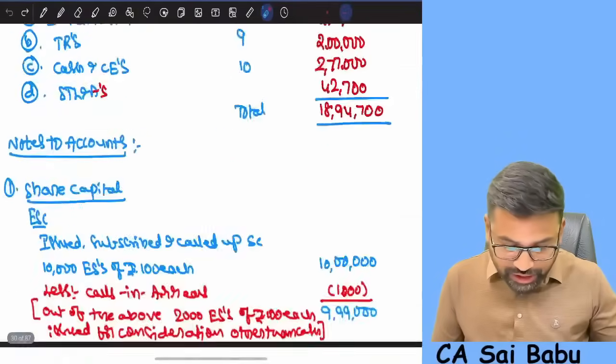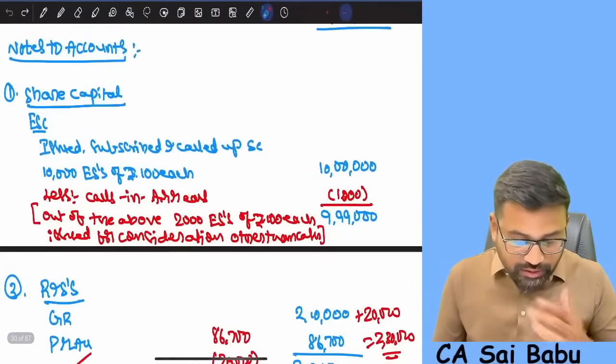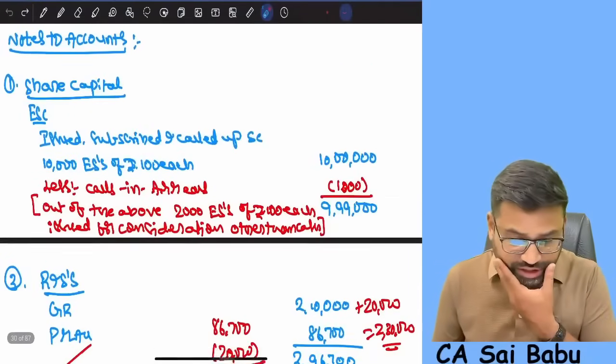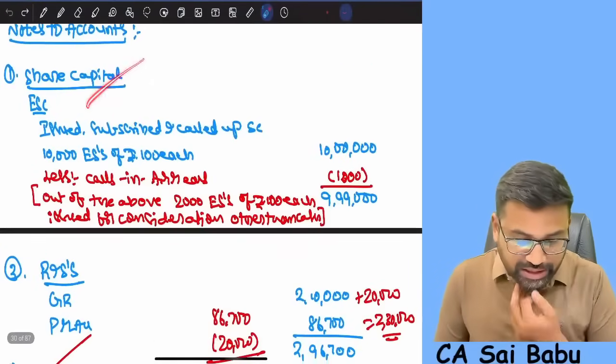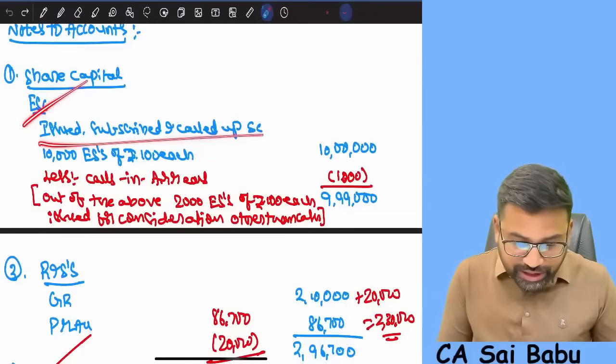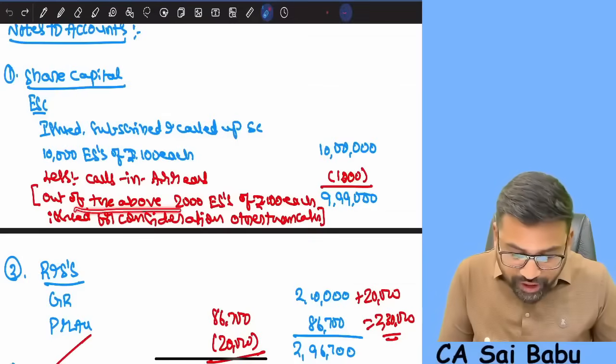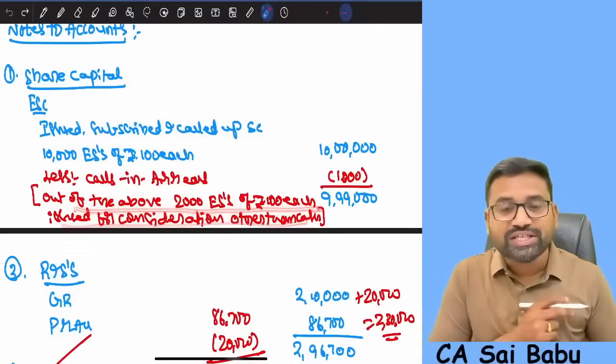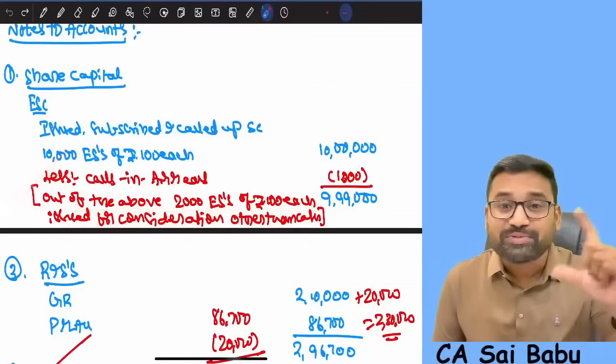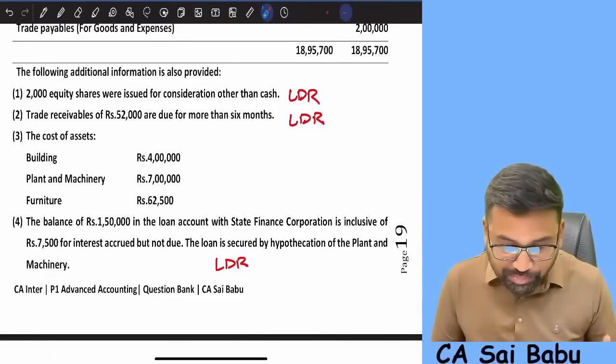Whenever any company issues any shares for consideration other than cash, look at how you present share capital: equity share capital issued, subscribed, called up, and less call scenario. See this: out of the above, 2000 shares were issued for consideration other than cash. This is a requirement as per Schedule 3. So understand, this is one of the important requirements.